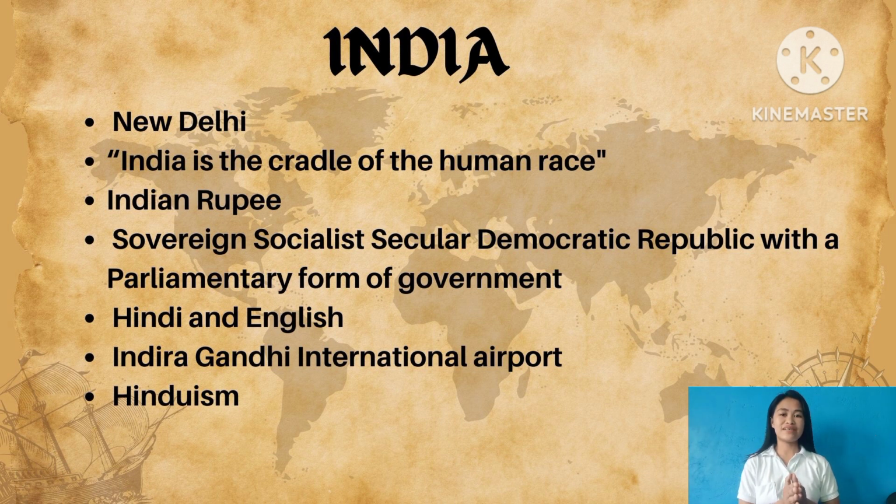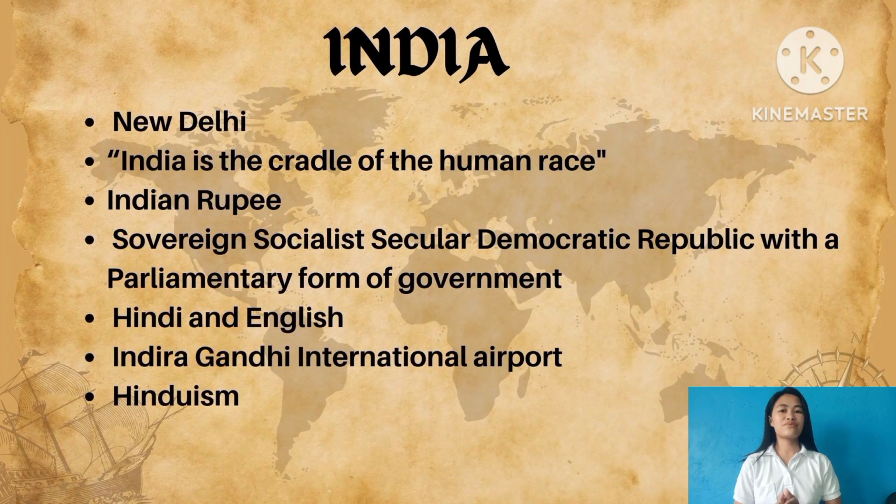Their political structure is a sovereign socialist secular democratic republic with a parliamentary form of government. Their official languages are Hindi and English. Part of India speaks Hindi and the other half speaks English. The main point of entry of India is Indira Gandhi International Airport, which is located in the capital of India, New Delhi. Hinduism is the dominant religion of India.